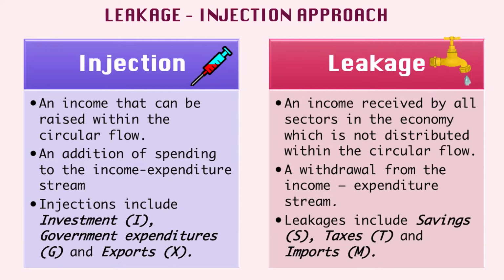And the second one is leakage. Leakage is an income received by all sectors in the economy which is not distributed within the circular flow. It is a withdrawal from the income-expenditure stream, and it includes savings, taxes, and imports. Because savings, taxes, and imports will be excluded from the income activity.